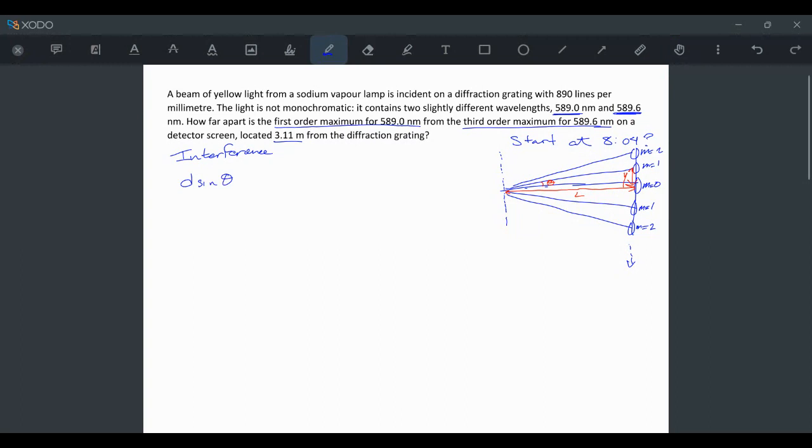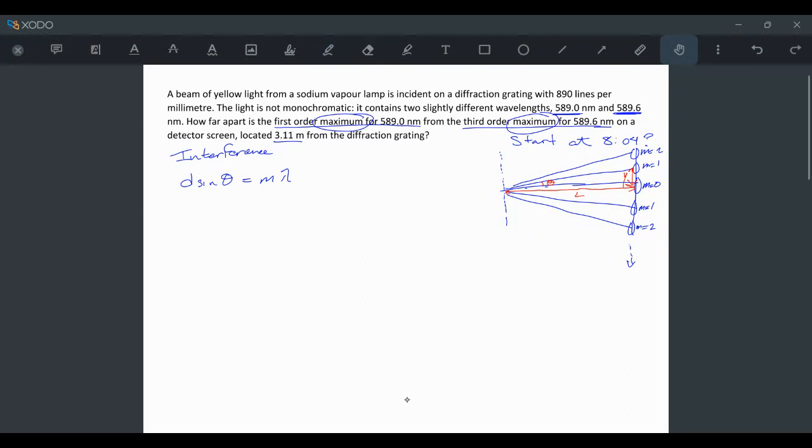For problems with geometries like these, our path length difference was d sine theta. That's the derivation that's in the notes. And we're looking for constructive interference, so that's equal to m lambda, an integer multiple of the number of wavelengths. The reason we're using constructive interference is because we're looking for the distance between 2 different maxima, and maxima in intensity is the same as saying constructive interference.